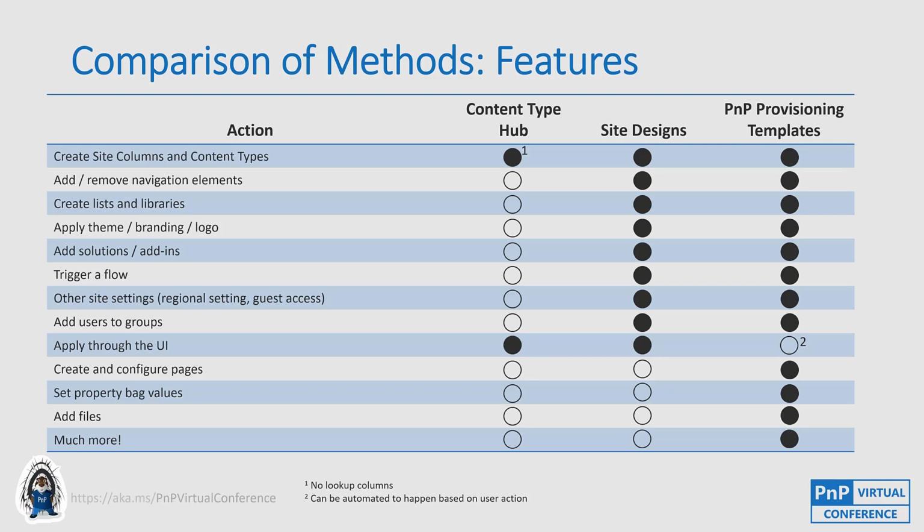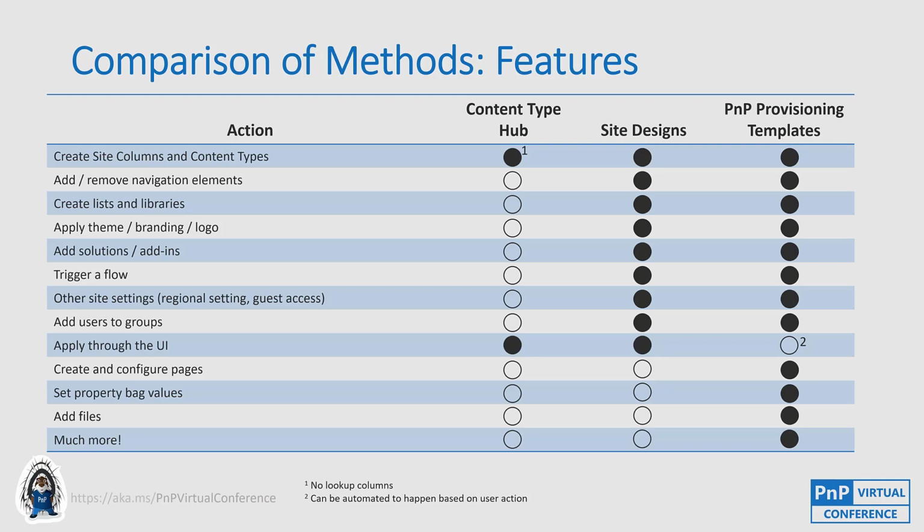You can create and configure pages. You can set property bag values on the site, meaning adding additional metadata to the site itself. You can add files to the site. So for instance, if you wanted to add a number of templates or a number of sort of bare bones files that people are going to use in the course of the unit of work, you can do that with a PnP provisioning template. And then the PnP provisioning templates let you do a bunch more, but I'm going to sort of leave it there as much more, exclamation point.